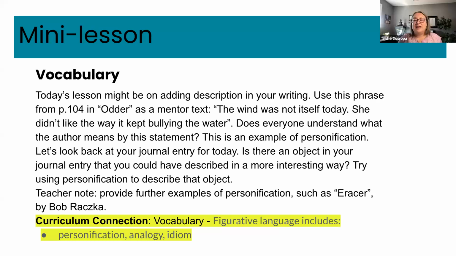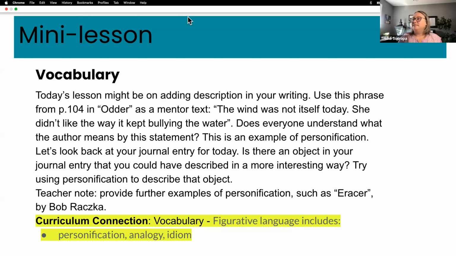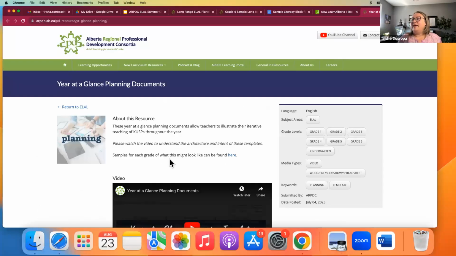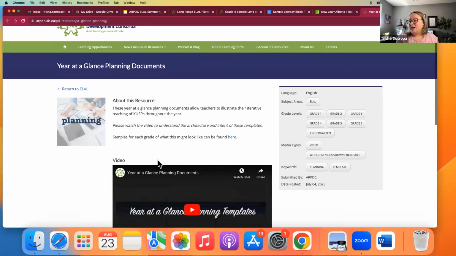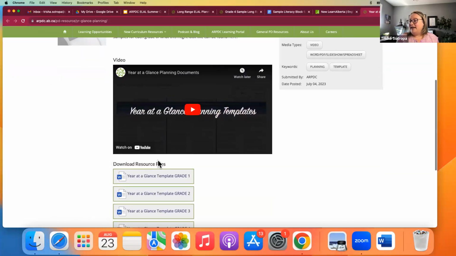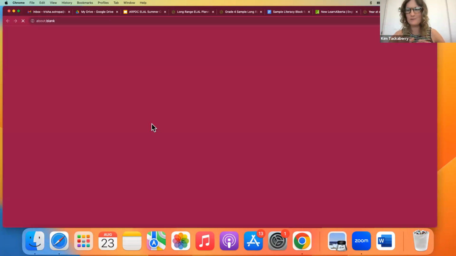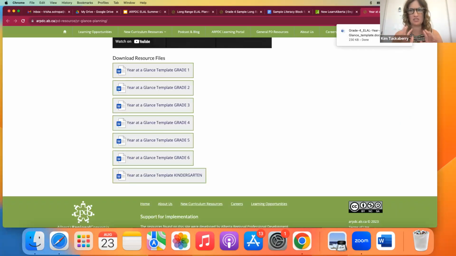Let's just have a quick look at this year plan, a sample year plan. Okay, the year at a glance planning documents. All right. So if we want to have a look at, do you suggest the grade 4, Kim? That's the one I'm most familiar with, but you could really choose any. And I noticed that it shifted a little bit. The one that I was using highlighted the information per term, but now I notice it's in columns, term 1, term 2. So it's still the same idea.